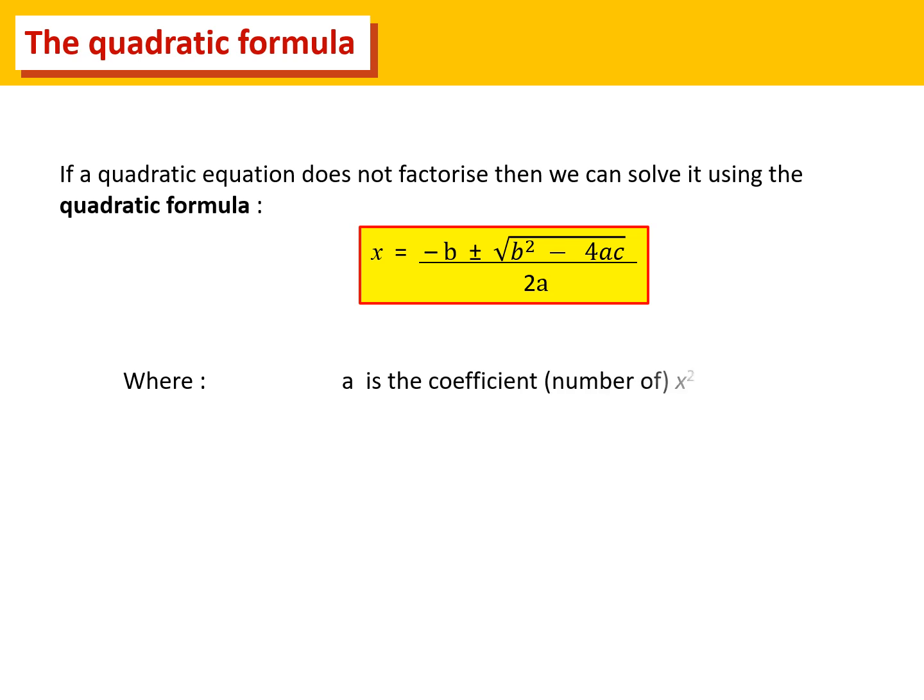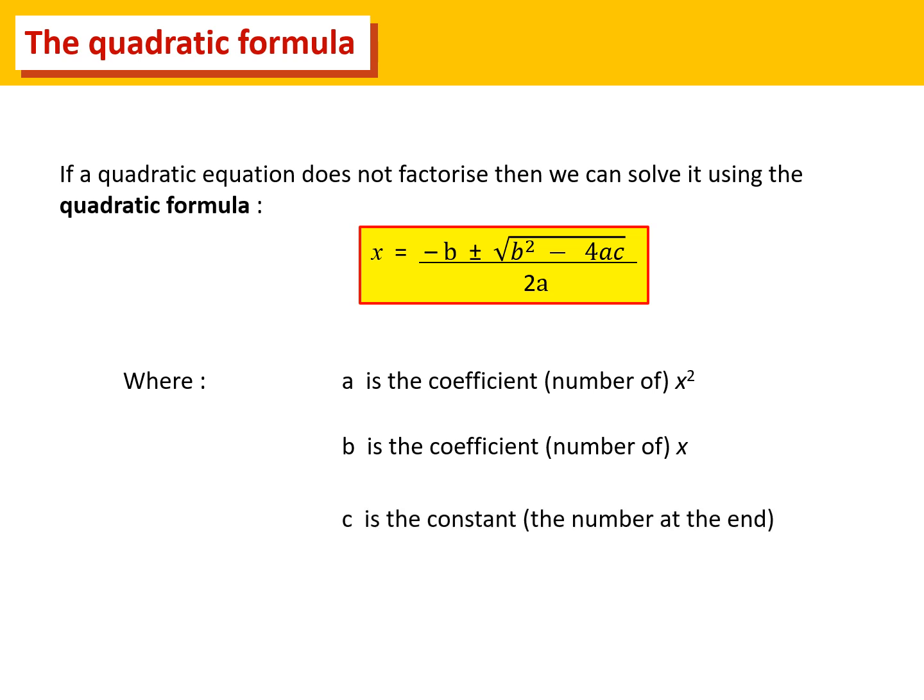Well, A is the coefficient, which means the number of x squared in the equation. B is the number of x's, or the coefficient of x in the equation. And C is the constant, the number at the end. So let's see how we apply those values into our formula with an example.